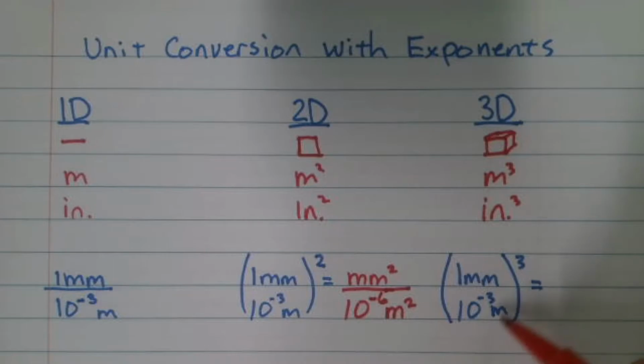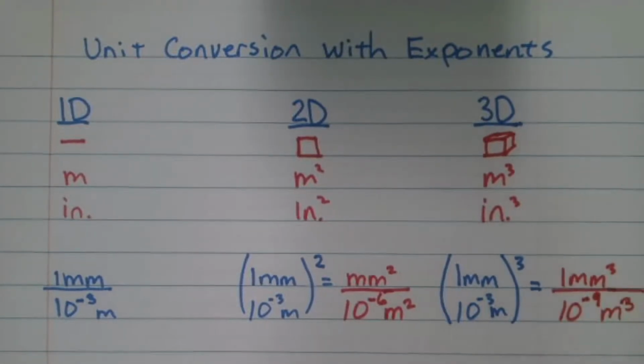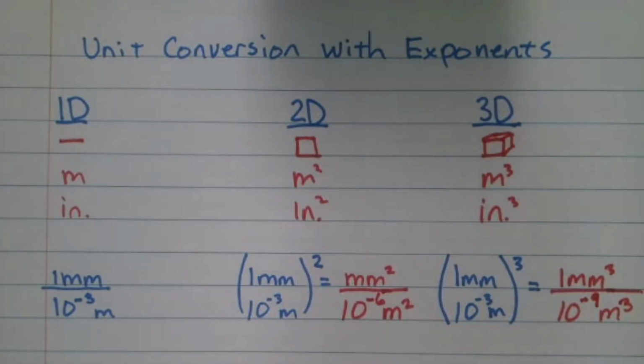When we cube something, we would say, okay, 1 millimeter cubed over 10 to the power of what? Negative third raised to the power of 3 is the same thing as you would multiply, so 10 to the negative 9 meters cubed. Now that gets a little complicated when we're doing unit conversions.